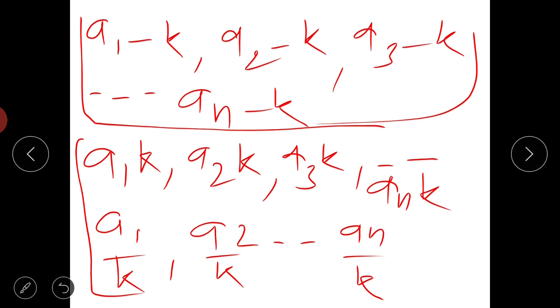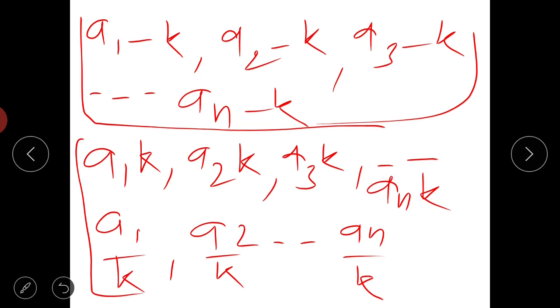So what do we learn here? If we add any constant to each term, subtract any constant from each term, multiply each term of an AP with any constant k, or divide each term by any constant k, then the result is also an AP. Got it or not? Yes or no?